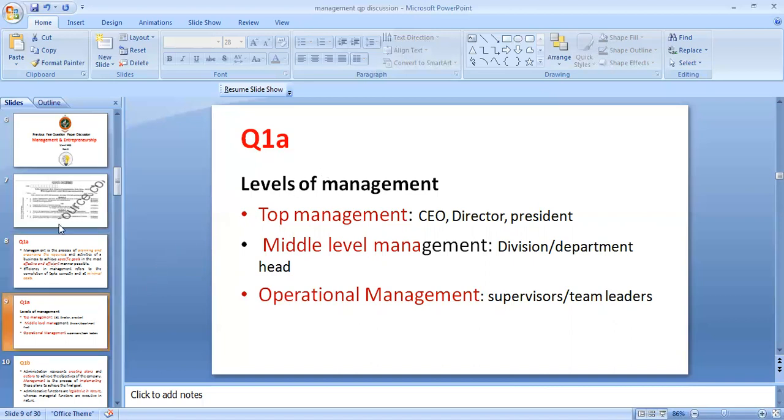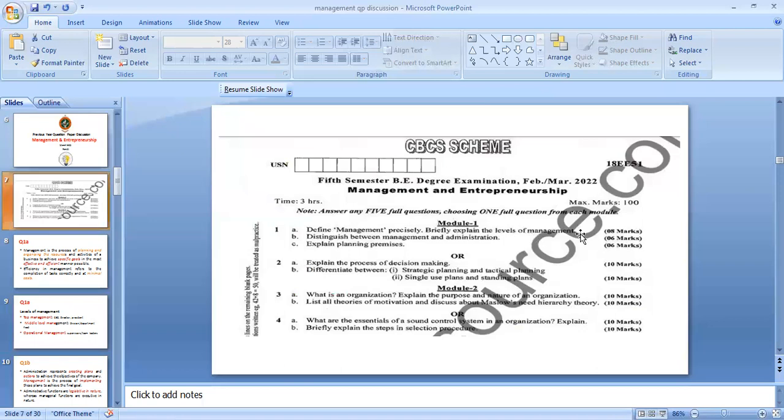They have given 8 marks for this question. Fine, so 2 plus 6. I would like to move on to the second part of the first question, that is 1B. Distinguish between management and administration.